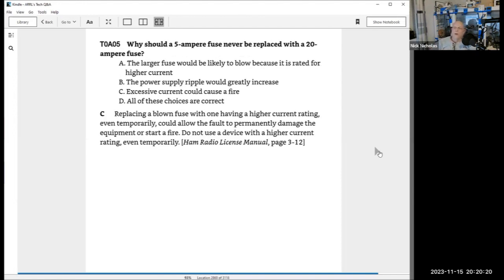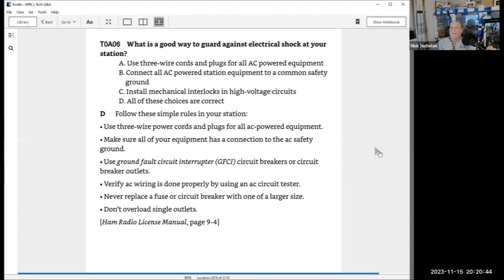Why should a 5 amp fuse never be replaced with a 20 amp fuse? Because it won't blow fast enough, because it will let too much current go through. So the answer is C. Excessive current could cause a fire. Why? Because if the fuse doesn't heat up and burn up, maybe the wire will. And if the wire heats up and burns, that might be running all the way through your house. Don't do it. What is a good way to guard against electrical shock at your station?